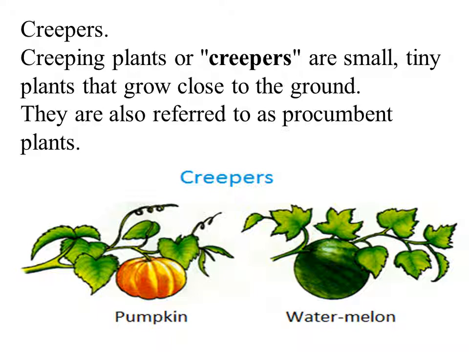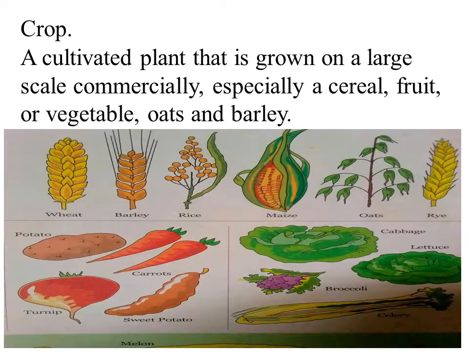Creepers. Creepers are plants of small size. They just grow close to the ground and spread in all directions. That's why they are called creepers. You can see the names of creepers here.